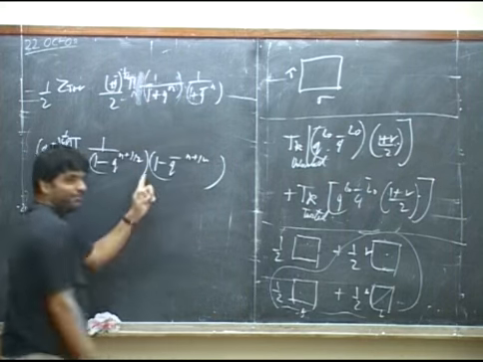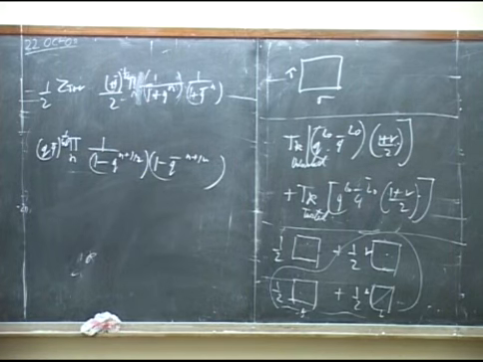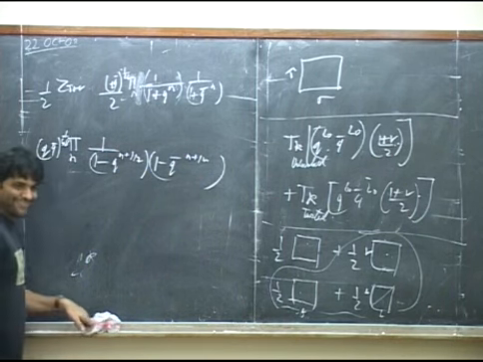Yes, why is there no half here? Somebody? There are two places. Very good. Because there are two twisted sectors. That compensates for the half.